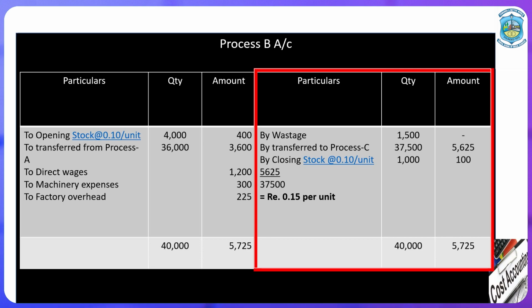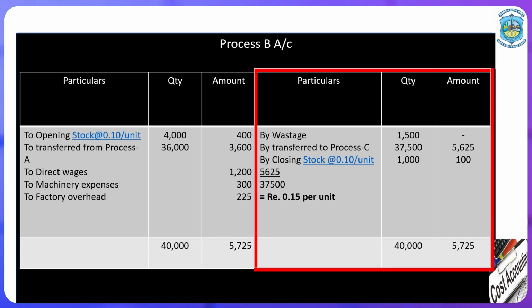Now we are going to mark 40,000 on the credit side. Out of 40,000, 1500 units are wastage and 1000 is closing stock. So the remaining is 37,500. The remaining units, which we are going to transfer to the next process, which is process C, total 37,500 units. And then out of 5,725 rupees, 100 rupees is taken as closing stock. So 5725 minus 100, the balance amount is 5,625. This 5,625 rupees for 37,500 units we are going to transfer to the next process, which is process C.